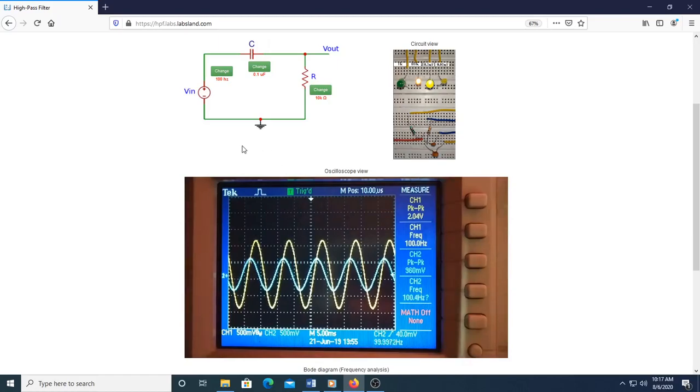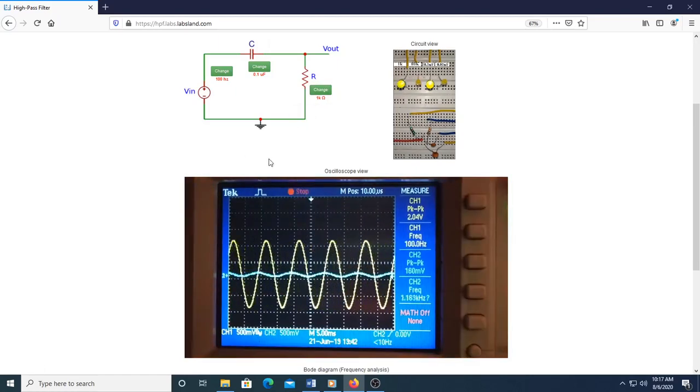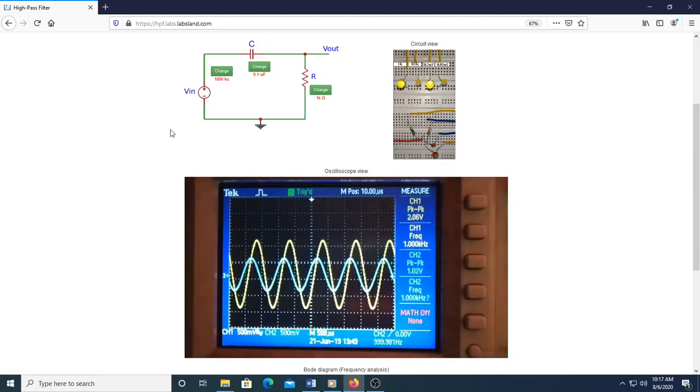Now have a look at the changes in the high-pass filter response as the value of the capacitor is modified by keeping the resistor value constant at 1 kΩ. Input sine wave of 2 volt peak-to-peak amplitude and frequency at 1 kHz. With capacitor value equal to 0.1 microfarad, the cutoff frequency of the high-pass filter is 1.59 kHz.